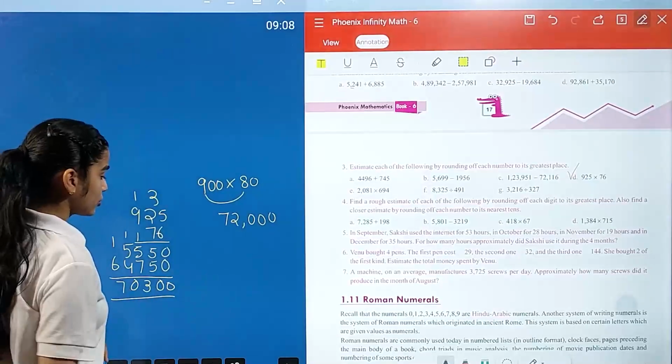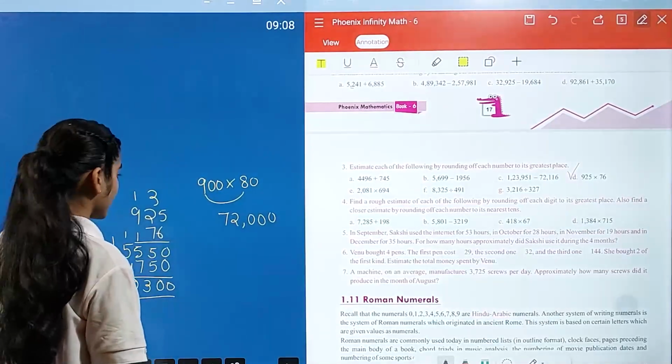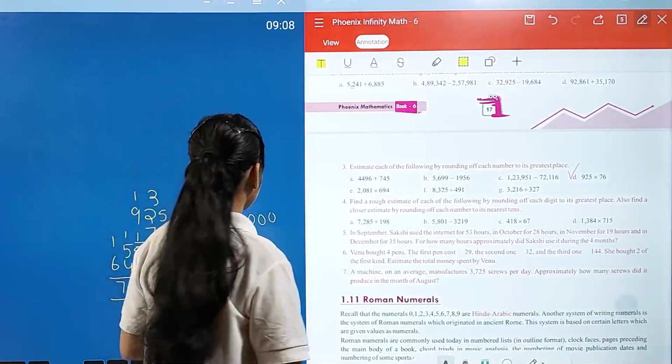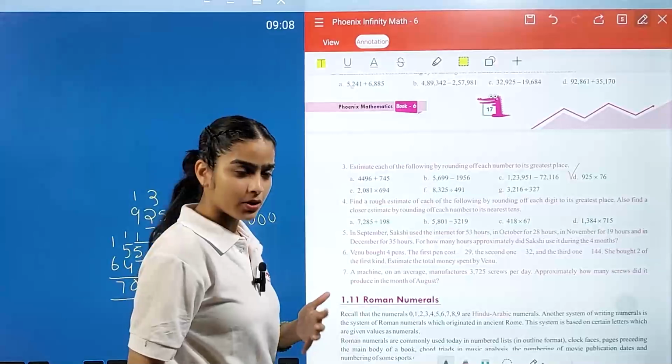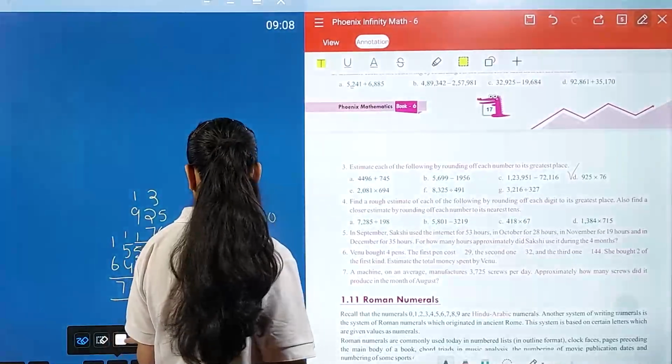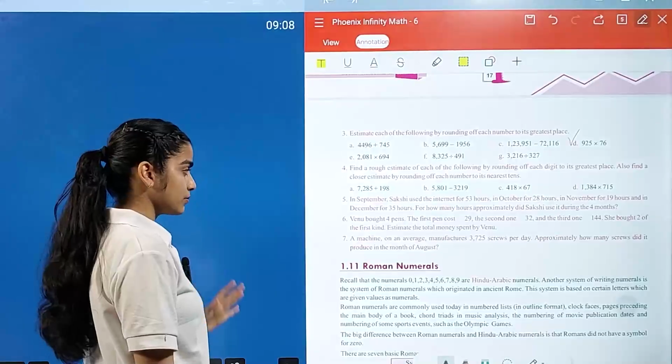That is closer to your answer, 70,300 and 72,000. So you can also multiply it with 75, and your answer will be more accurate, but that is also reasonable. So accordingly, you have to solve the rest of the questions you have in question number 3.